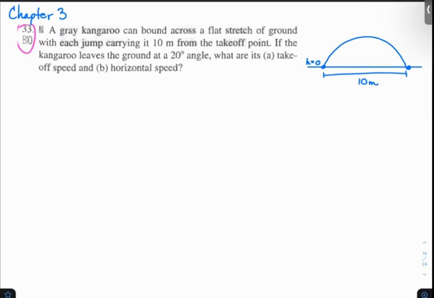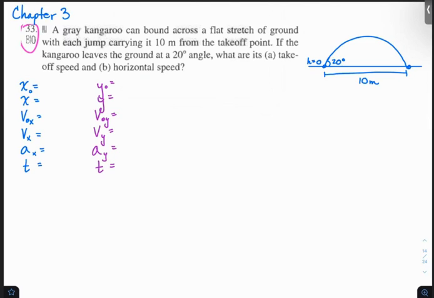It's going to have a takeoff angle of 20 degrees. So this angle is 20 degrees. And I want to know what its takeoff speed and its horizontal speed are. All right, so basically I don't know a whole lot, and so I'm going to start by writing down what I do know.